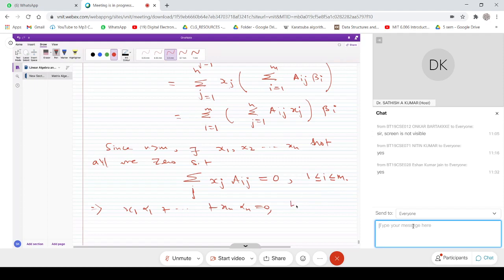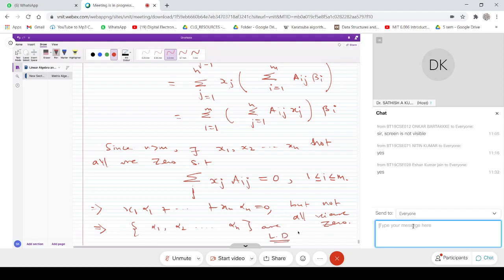But not all xi are 0. So this implies that at least some of the xi's are not equal to 0, so you can say that alpha 1, alpha 2, etc., alpha n are linearly independent set. Sorry, linearly dependent set.